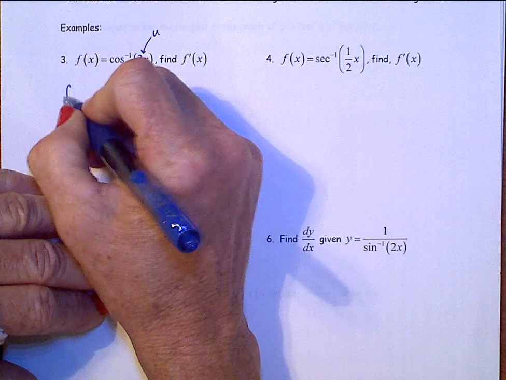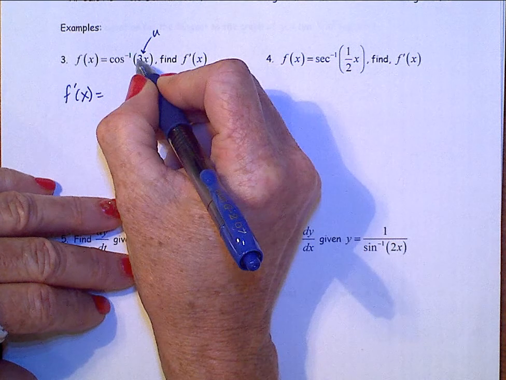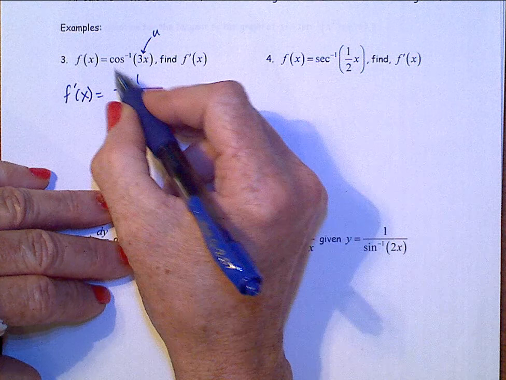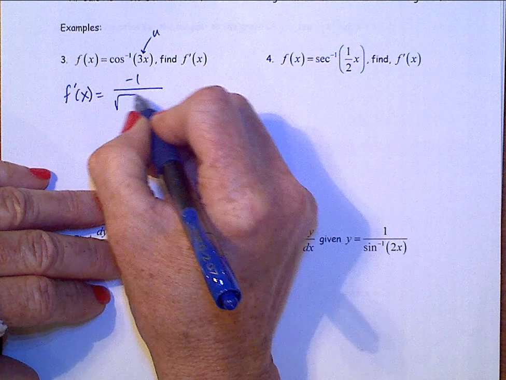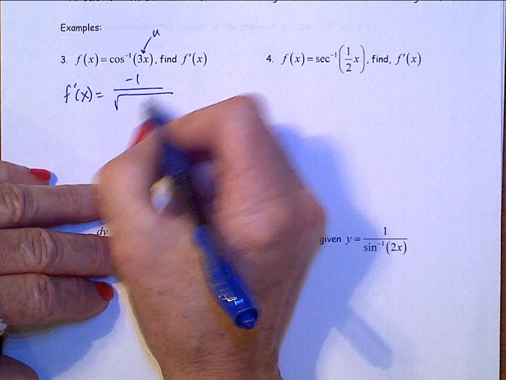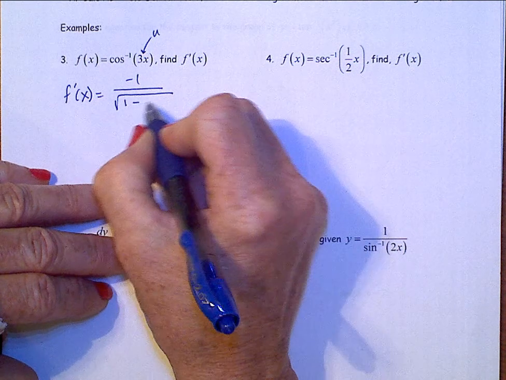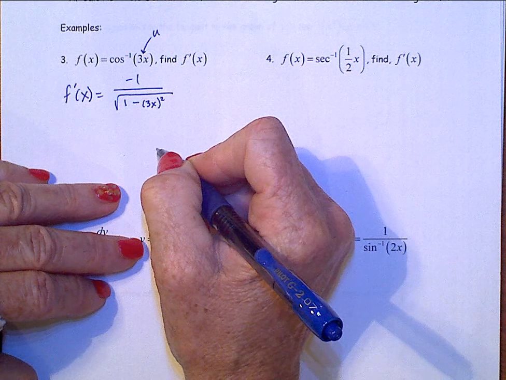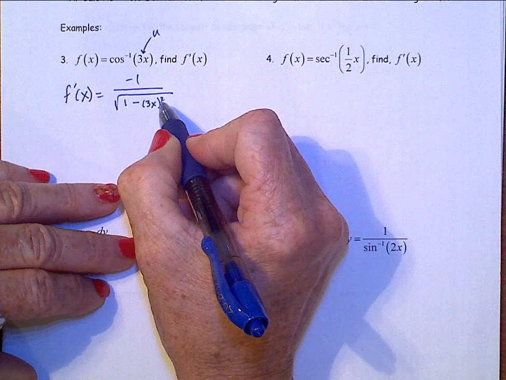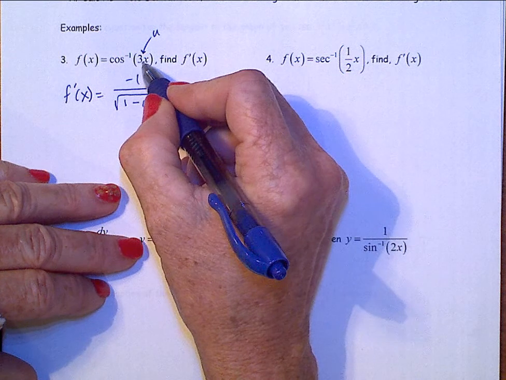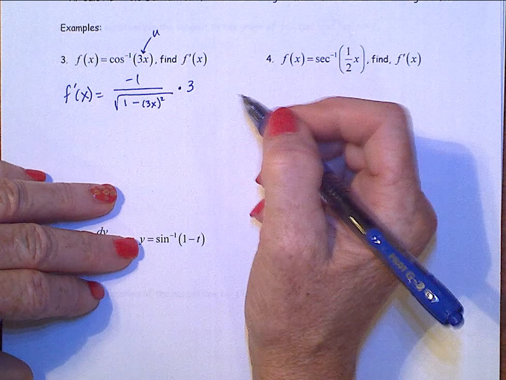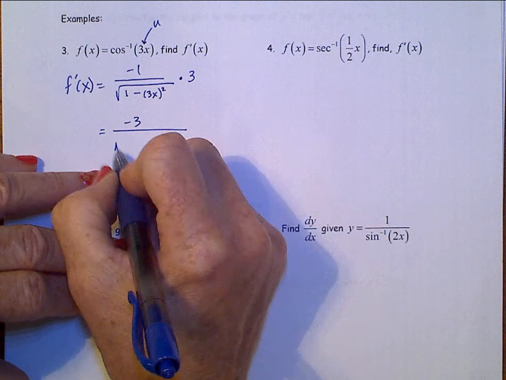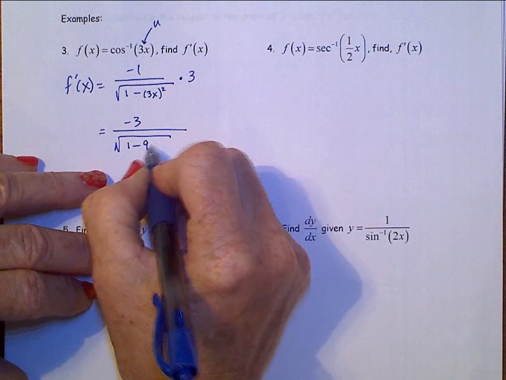So when we find the derivative of inverse cosine, first off, it's a c function, so we know it's -1. It's not one of the tangents, so it's not plus. And it's one of the simpler ones, just like inverse sine. So that's 1 minus the u squared, 3x squared. It's -1 over square root 1 minus u squared, and then times the derivative of the u, the derivative of 3x, which is 3. And now we just simplify, and we will have -3 over the square root of 1 minus 9x squared.